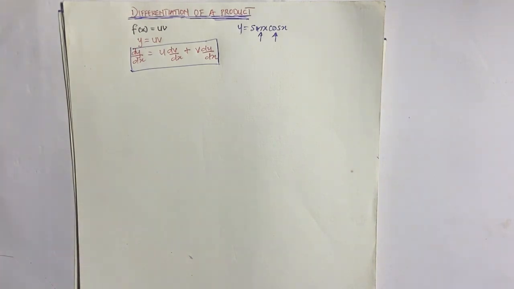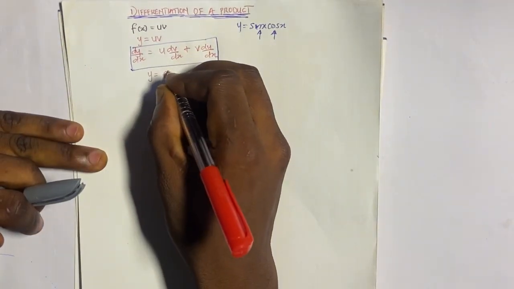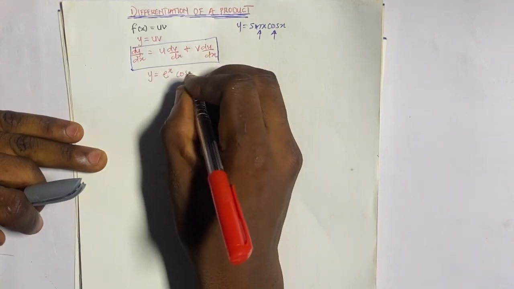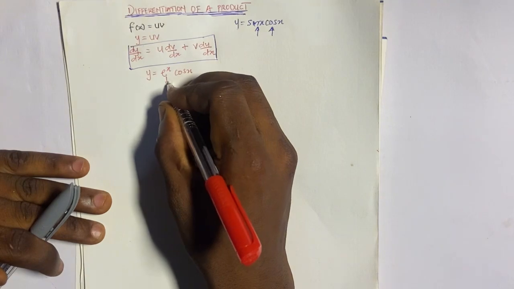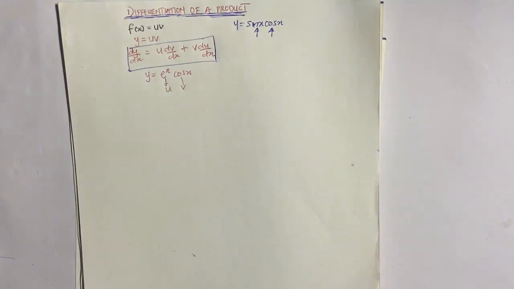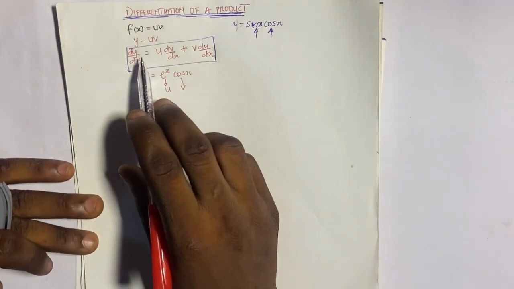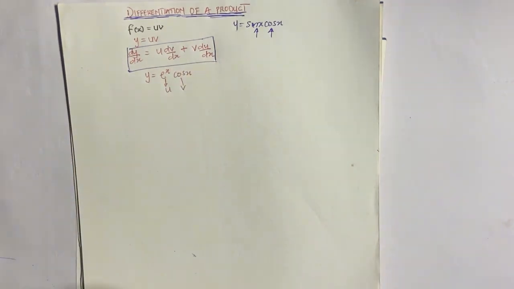Or let me say you have a scenario where y equals exponential x cos x. In this kind of situation as well, you can see this is u and this is v. So you have two functions multiplying each other. Whenever you have two functions multiplying each other, you simply use dy/dx equals u dv/dx plus v du/dx, and that's the product rule formula. This product rule formula was actually proven using first principles.